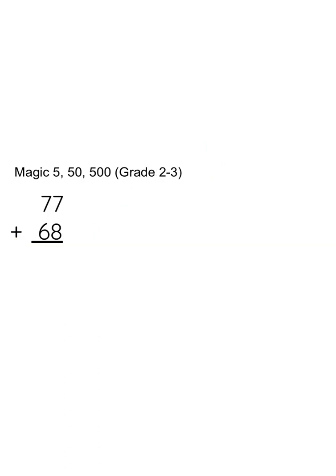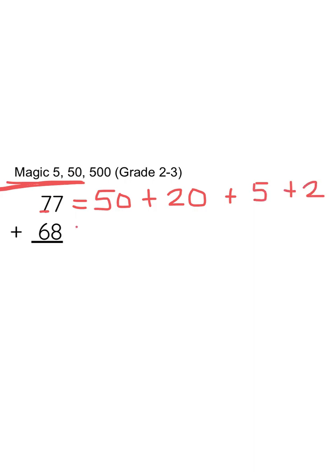All right, this one we have 77 plus 68. So we're actually going to be using benchmarks of 5 and 50. So inside that 70 is a 50 with a leftover 20. And a 7 is a 5 with a leftover 2. 60 is a 50 and a leftover 10. And an 8 is a 5 and a leftover 3.